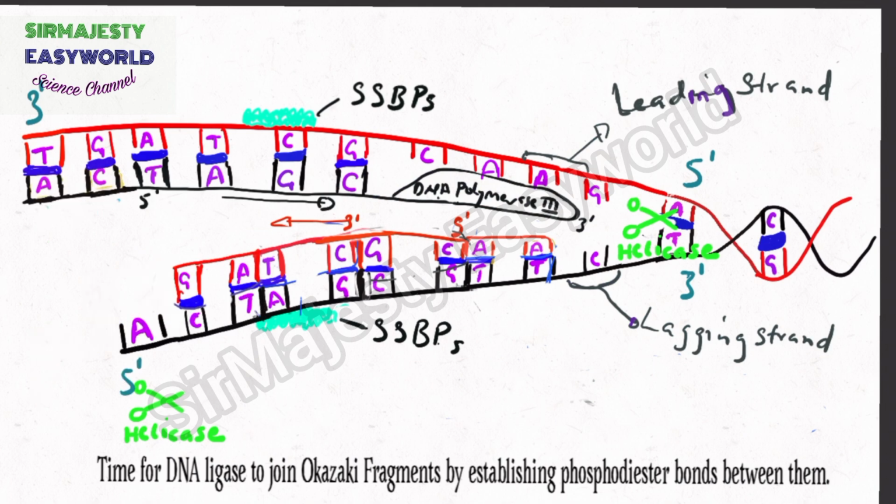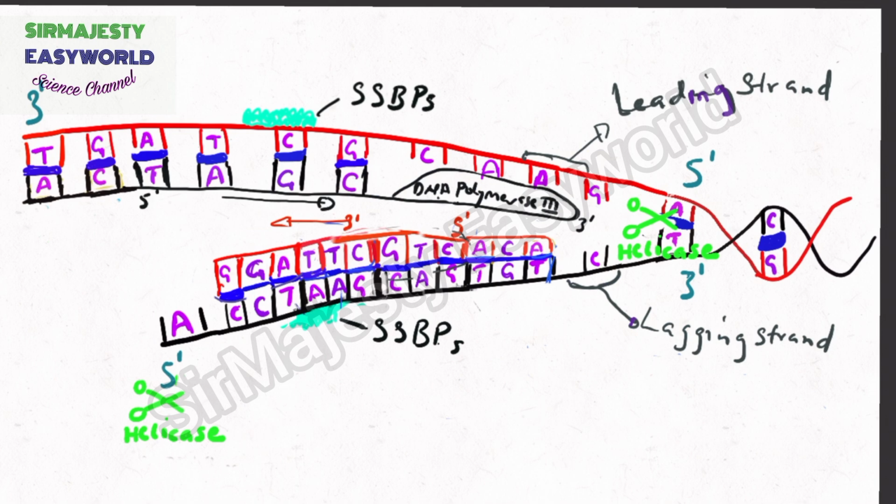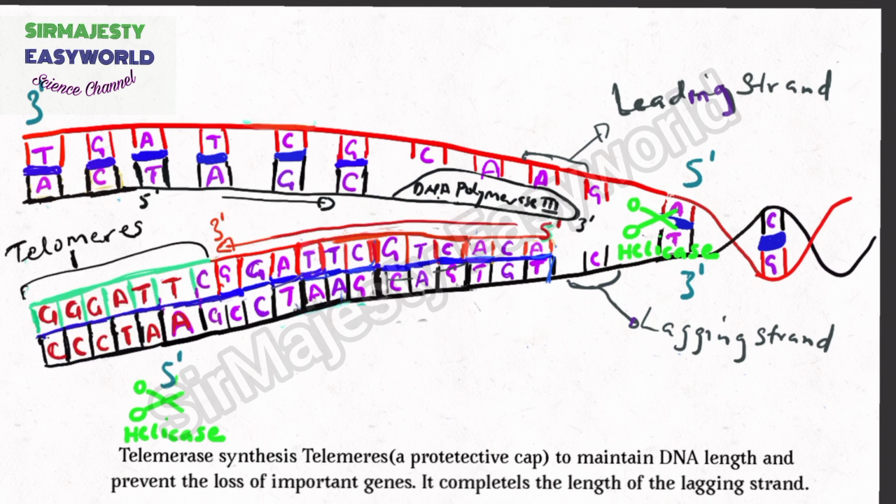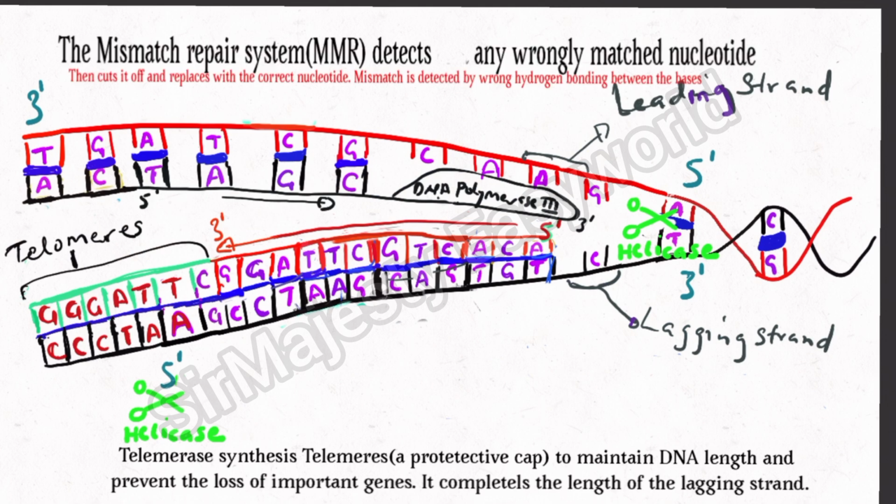To complete this length, there is addition of telomeres by the telomerase to maintain the length of DNA and prevent genetic loss. So this concludes the DNA replication.